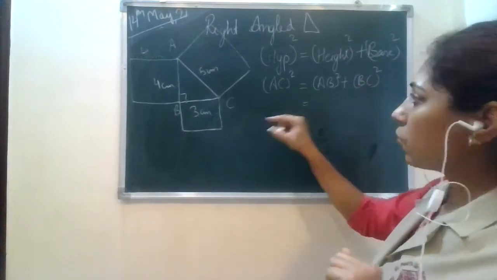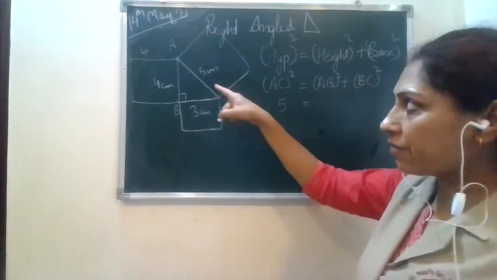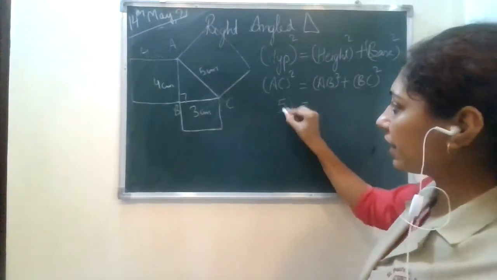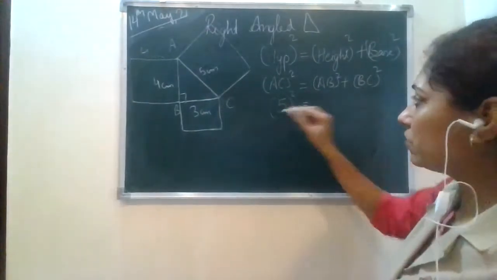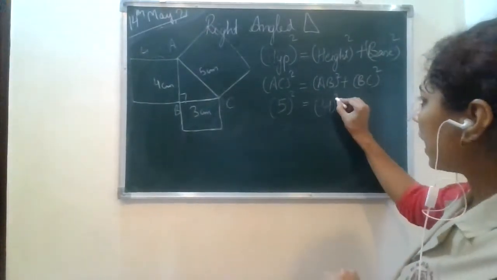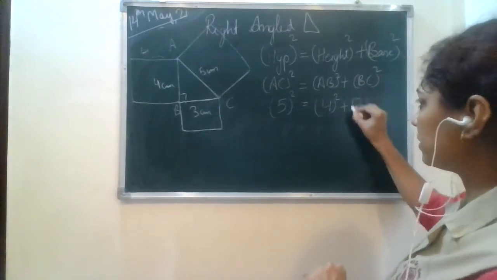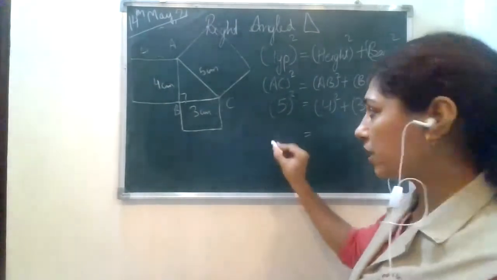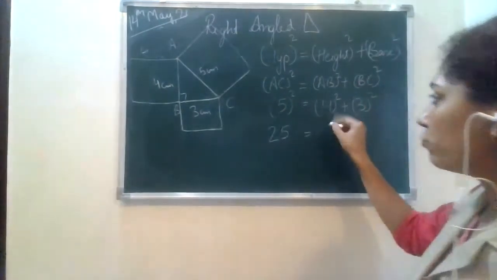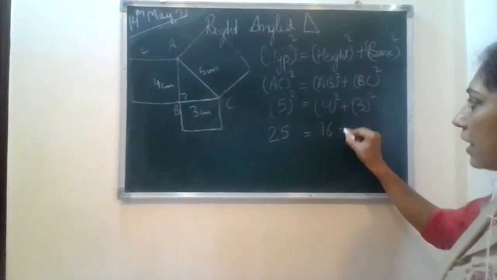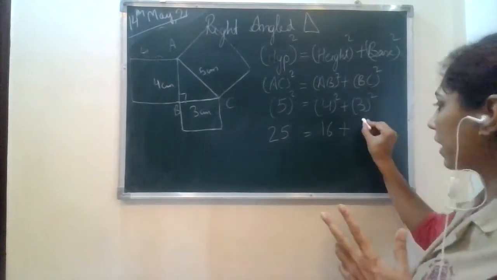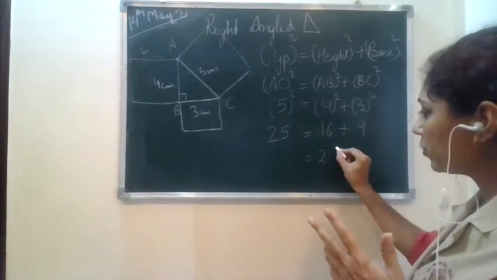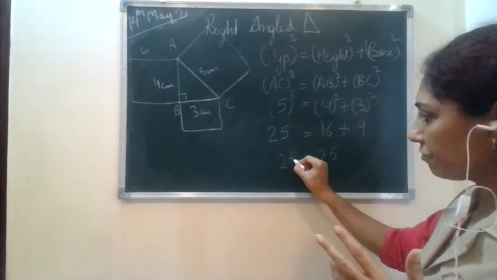Fine. So, am I writing? Can I write instead of AC the length 5 centimeter square? AB is your 4 centimeter square, and your BC is your 3 centimeter square. So this 5 into 5 is 25. 4 into 4 is your 16, and 3 square, 3 into 3, is 9. So this result will come out to be 25 is equal to 25.